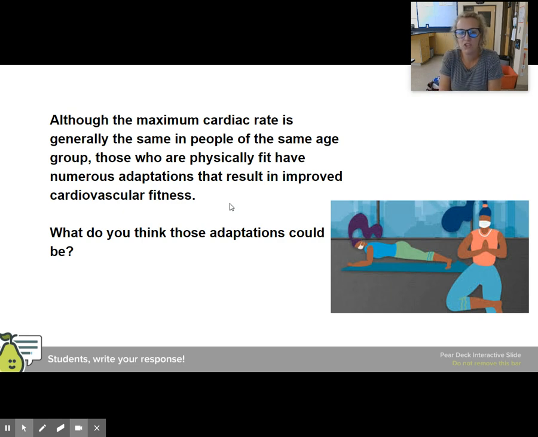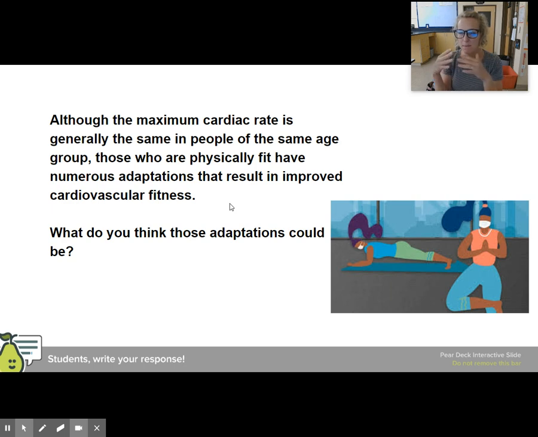Now, cardiac rate is generally the same for people in the same age group. So if we're looking at adults in their mid-30s, if I'm comparing my cardiac rate average to someone else, even if that person was not physically fit or more fit than me, we're gonna have similar homeostatic cardiac rate. We're also gonna have similar max cardiac rates, which means that we both probably have a max around 160 beats per minute, regardless of our fitness. We can work out and reach a maximum of about 160 beats per minute.